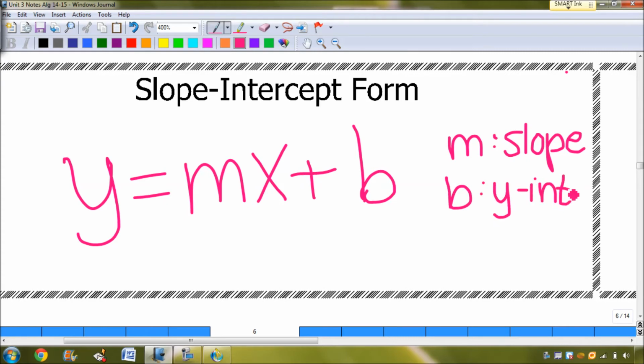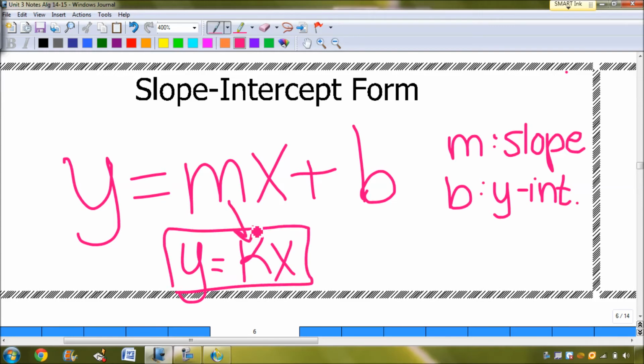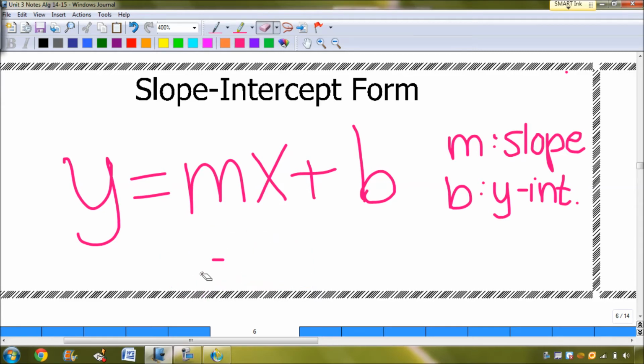Now, here's the thing you guys need to understand. Last year, when you guys did proportional relationships, y equals kx was your equation. Well, m and k are the same thing. The constant of proportionality is basically the same thing as the slope. And then the y-intercept was always 0. It always started at the origin, okay? But y equals mx plus b is your equation that you need to know. The point slope form we'll be talking about at a later point in time, so we'll fill that box in another day.